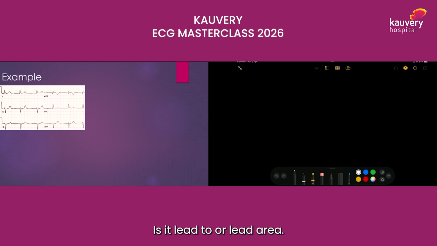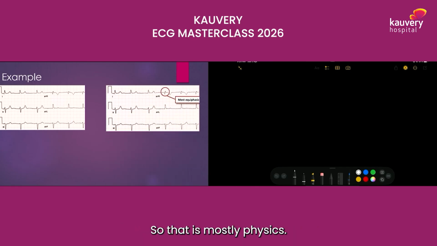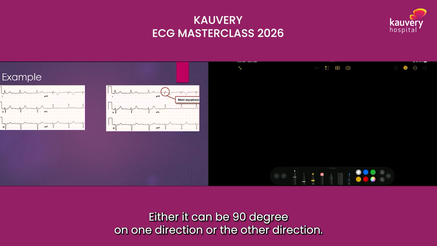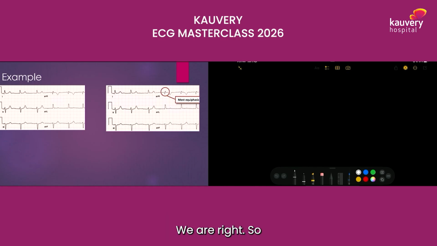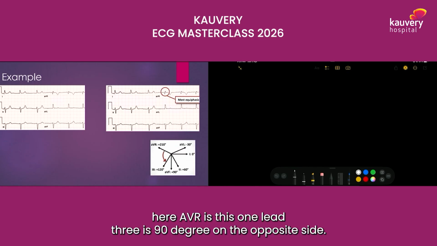Is it lead 2 or lead AVR? You see that AVR looks more like equiphasic, right? So that is the most equiphasic. So AVR is plus 210 degree. So 90 degree from AVR, that should be the lead. Either it can be 90 degree in one direction or the other direction. So lead 3 is 90 degree across the 210 degree of the AVR, right? So you see here AVR is this one, lead 3 is 90 degree.